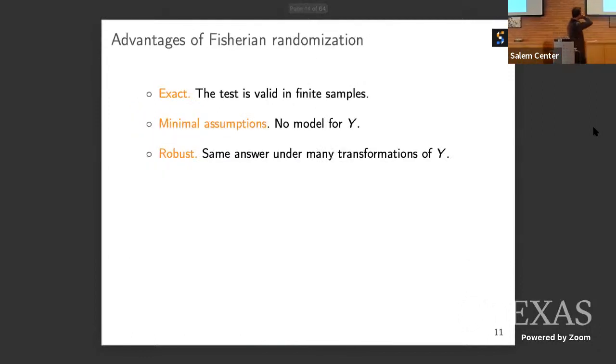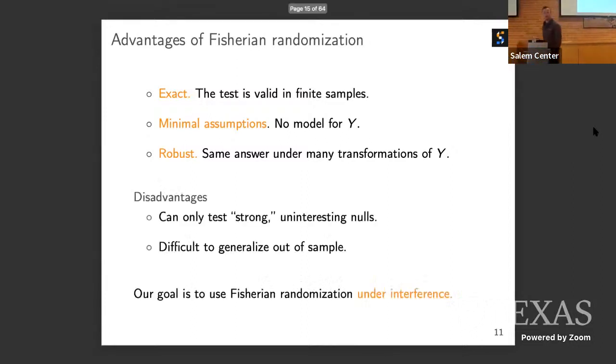Fisher randomization test. Okay, what are some advantages of what I call Fisherian randomization? This is an exact test. What I mean by exact in this case is it's valid in finite samples. There are very few assumptions, right? I'm not actually writing down any model for my outcome. So there's zero notion of a regression model, of a probability distribution for errors. There's no model for y. And the third advantage that I'm going to note is that it is robust, right? This is actually a rank order test, so I can do all kinds of transformations to y and I'll still get the same answer.